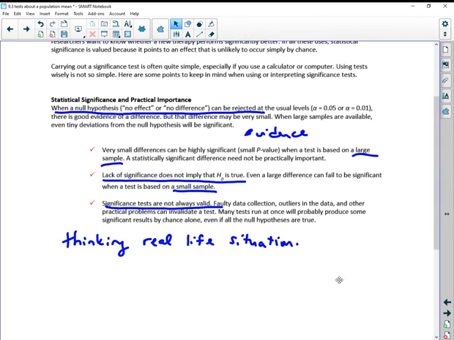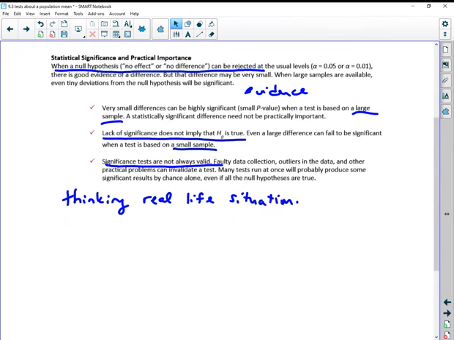Now, if I can just figure out how to end this thing.